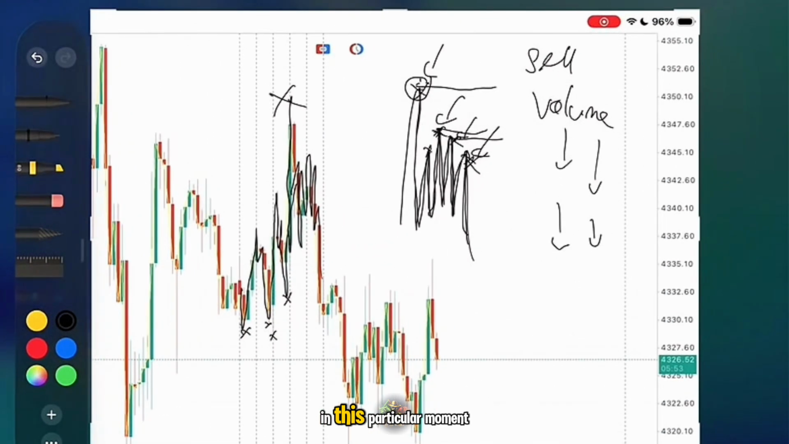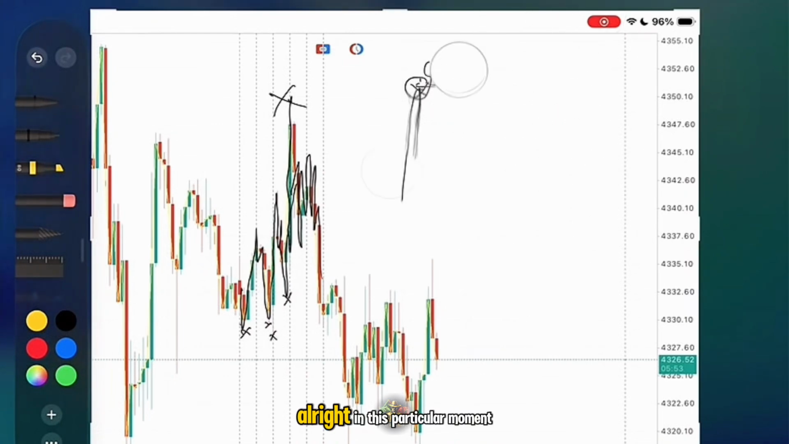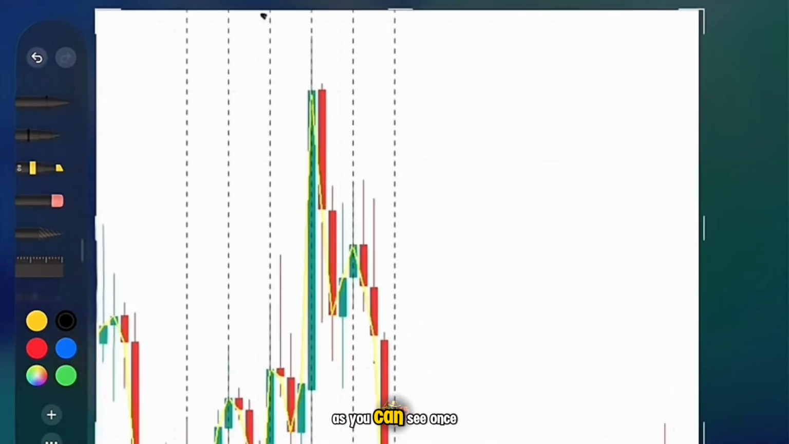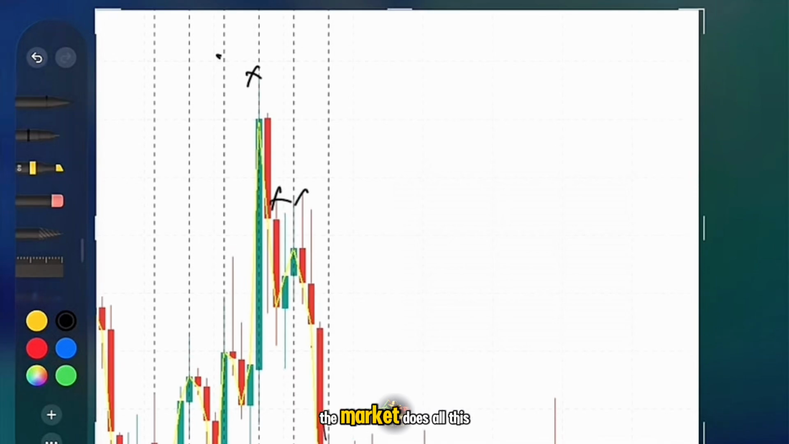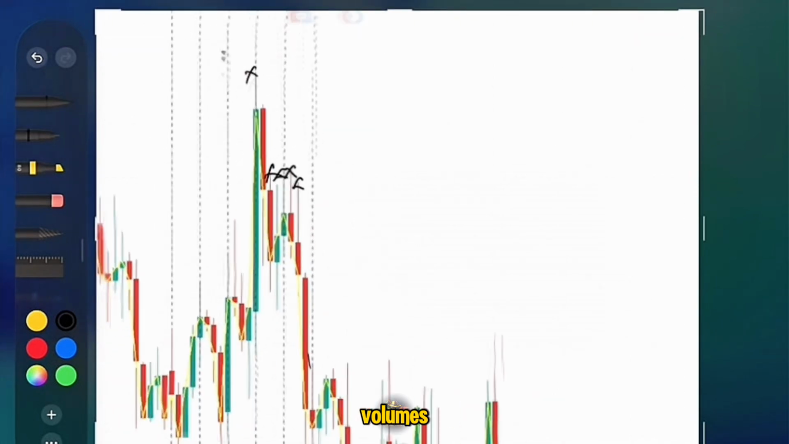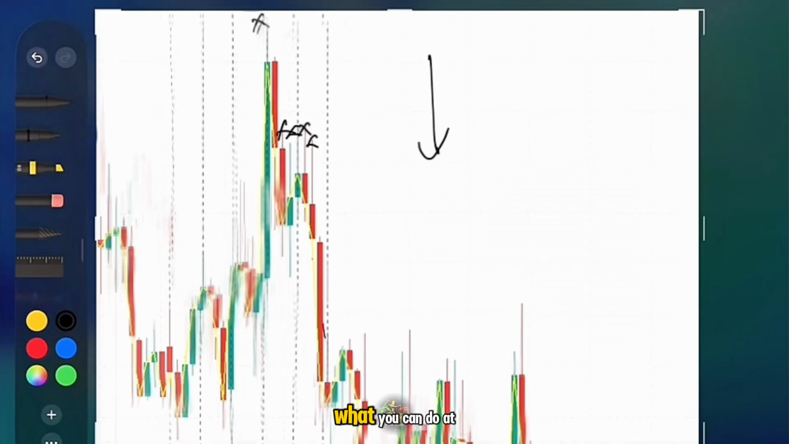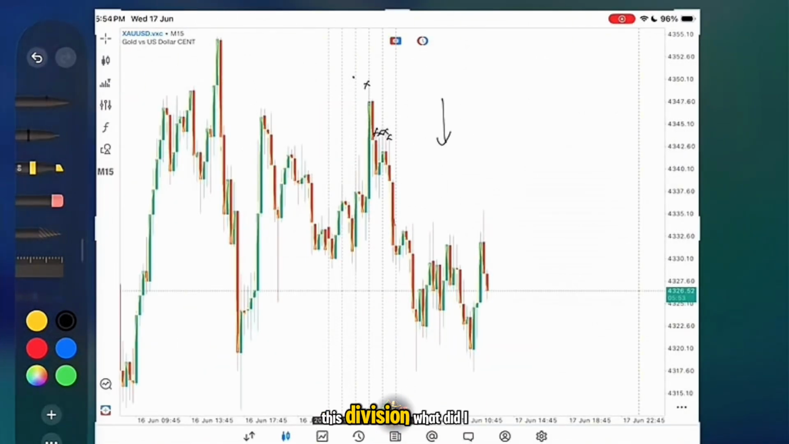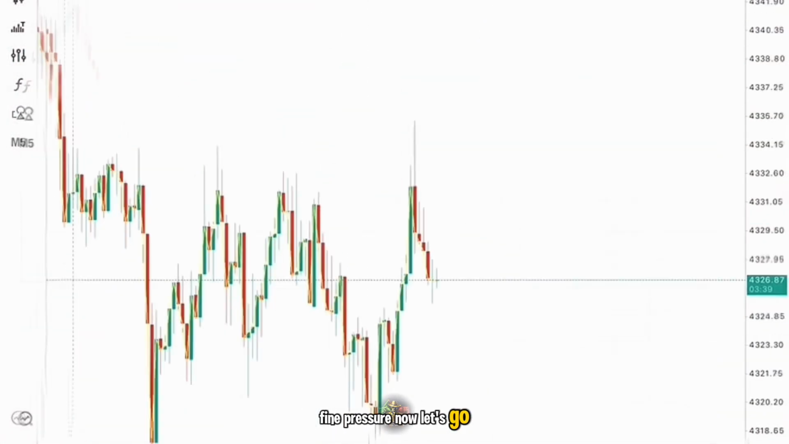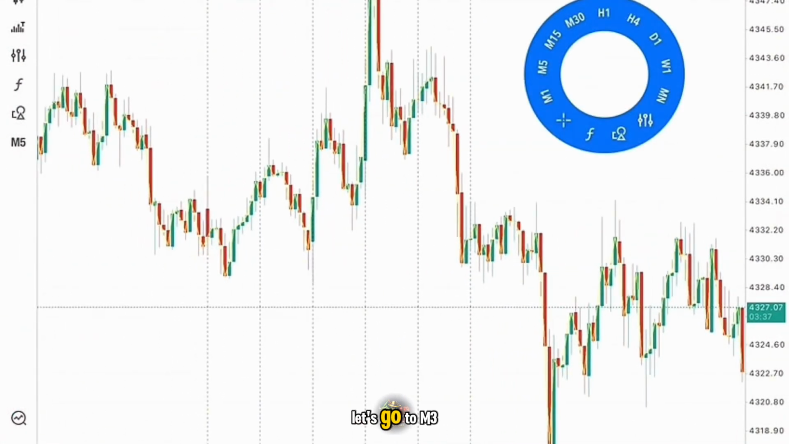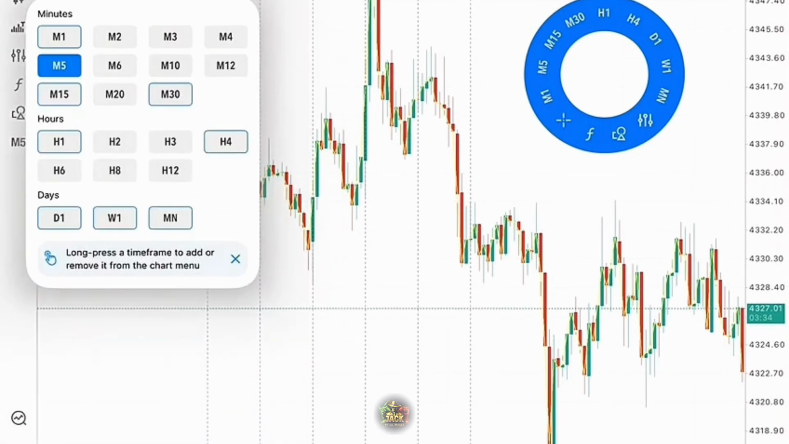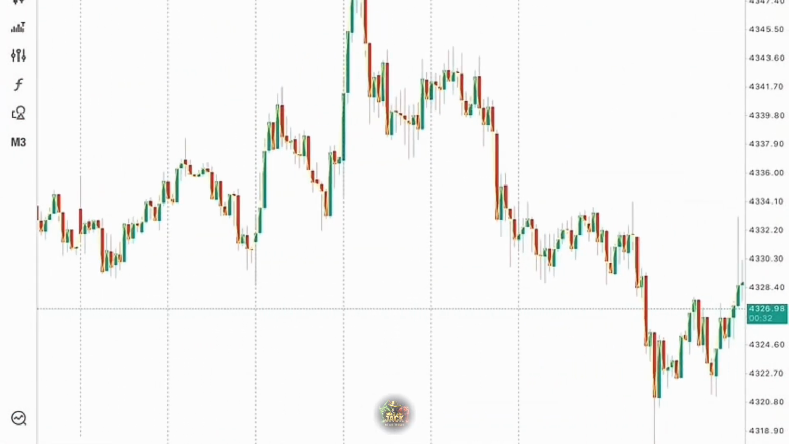In this particular moment, as you can see, once the market does all these volumes, you already know that the price is interested in going down. What can you do in this situation? What did I tell you? Once you see volumes that are going to go down, find pressure. Now, let's go to M5. Let's go to M3. Go. See?